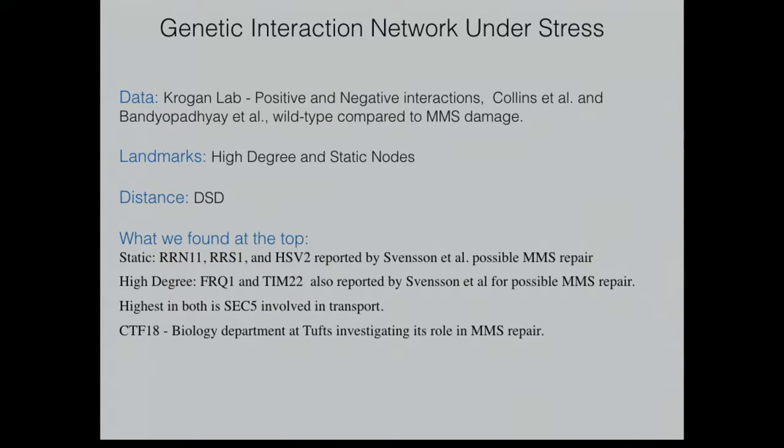This is very preliminary, as in the last couple of weeks. We looked at this in 2 different things. The first one was we looked at genetic interactions. The Krogan lab had 2, the original wild type of the genetic interactions, and now the MMS damaged. And they looked at this, and they said, well, what are the rewired things that have happened when I do DNA damage? And what we looked at is 2 different types of landmarks, high degree and static nodes.